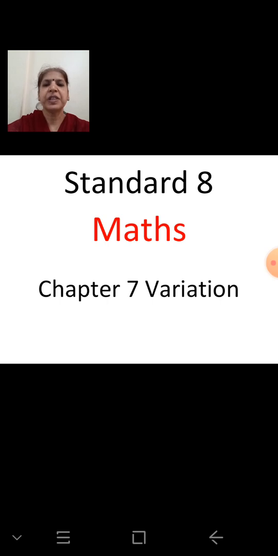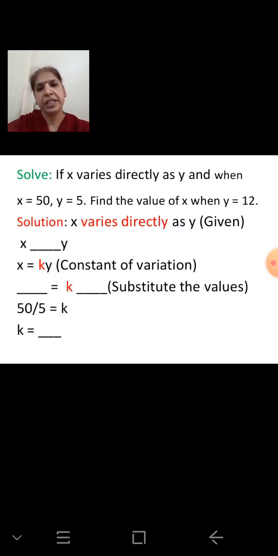Let's continue with our chapter 7, variation. In the previous session we have studied about direct variation. When one number increases, the other also increases, or when one number decreases, the other decreases in the same proportion. That is direct variation. And what else have we studied? Constant of variation, k. The constant of variation is the ratio. Ratio is constant in direct variation.